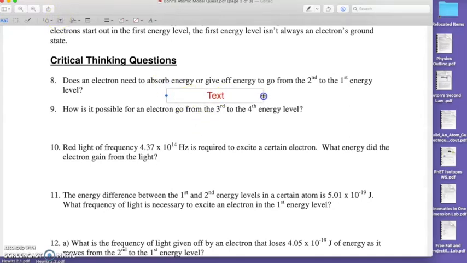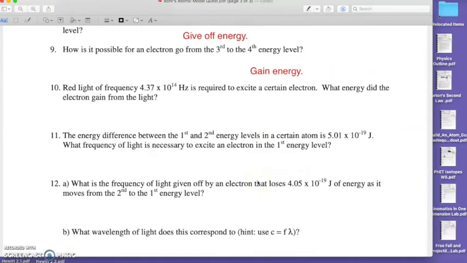Here we have to absorb. To go from the second to the first, it needs to give off energy. And how is it possible for an electron to go from the third to the fourth energy level? It needs to gain energy.